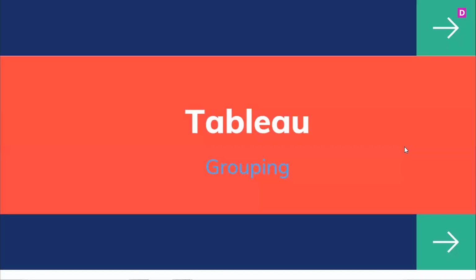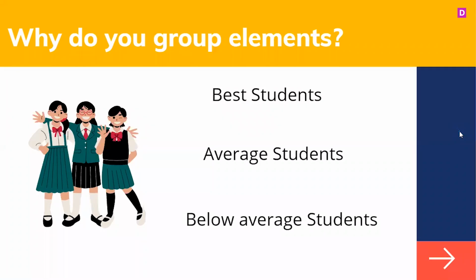Grouping is something you normally use in your day-to-day activities. For example, say you are a class teacher for some class, and you always want to find out who are the students who are above average, who are the students who are below average, and who are the students who fall in the average category.